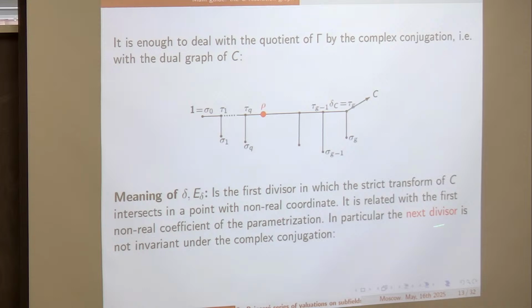Okay, so this is also related with the first non-real coefficient of the parameterization, of course. It's exactly the same, but it's near. So in particular, when you arrive at this point, after that you have to make blow-ups in two places at the same time, which are symmetrical, okay? But are two.